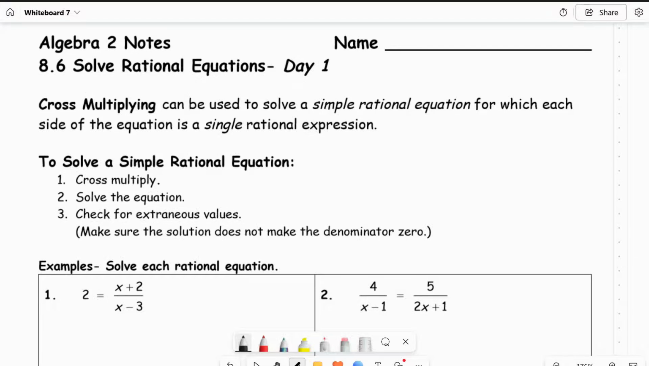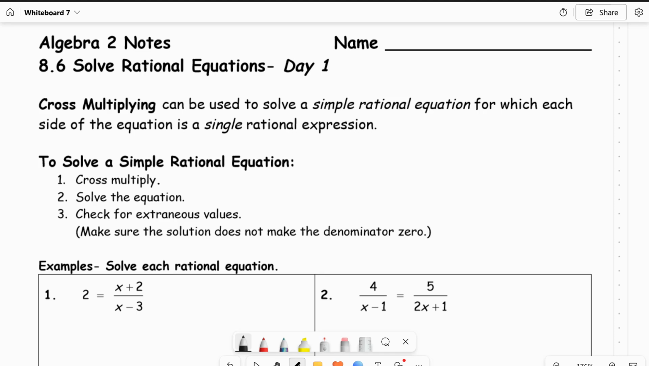Here, we are looking at solving rational equations. So this is building off of the simplifying rational equations that we started in 8.5. One of the main ways that we will solve rational equations is through cross multiplication. Cross multiplication is really vital for this process because it takes our fraction form into non-fraction form, which makes it much more easily solvable.